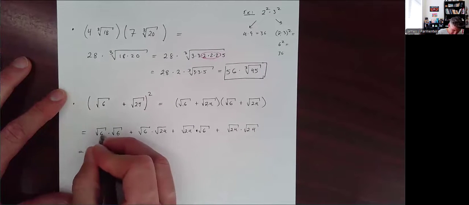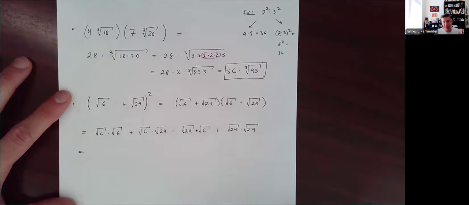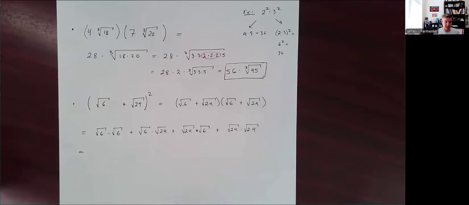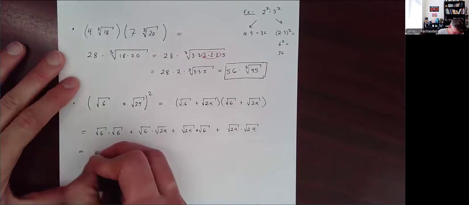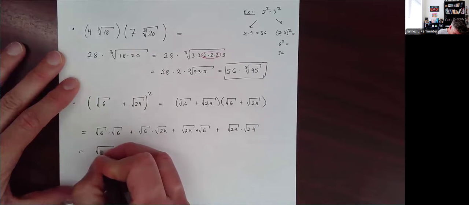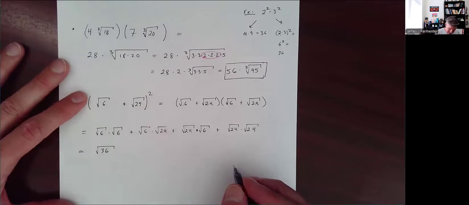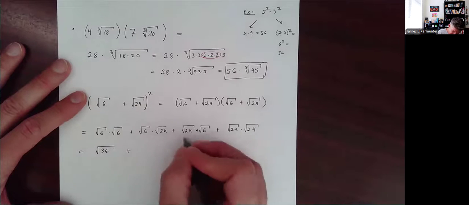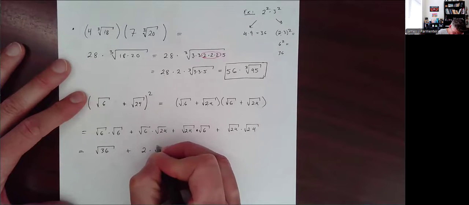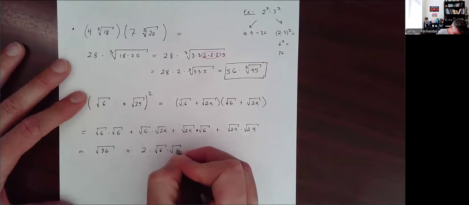So the square root of 6 times the square root of 6, we should get comfortable with saying that's just 6. We can take another step if you want to. You can say it's the square root of 6 times 6, or 36. But really, we should skip that step and just say it's 6. Here, we're going to simplify this as 2 times the square root of 6 times the square root of 24.